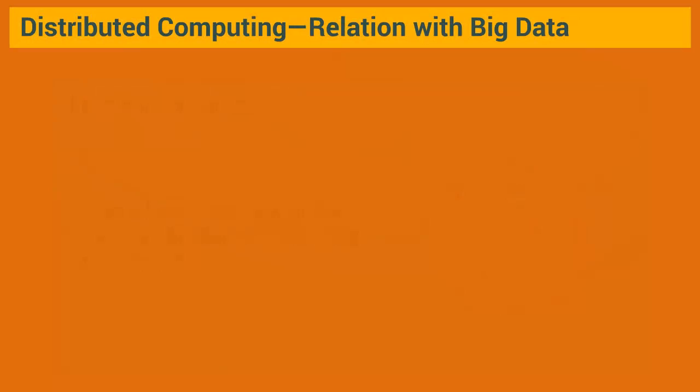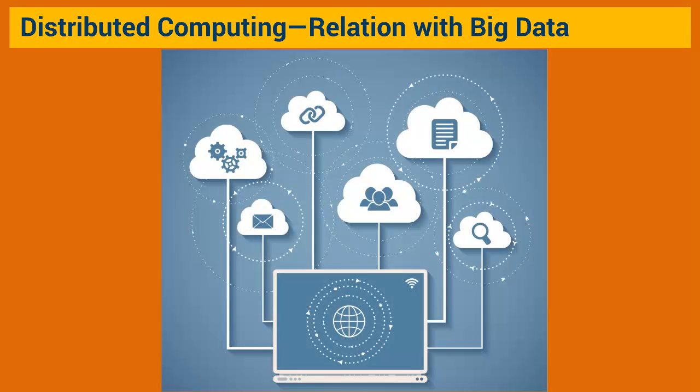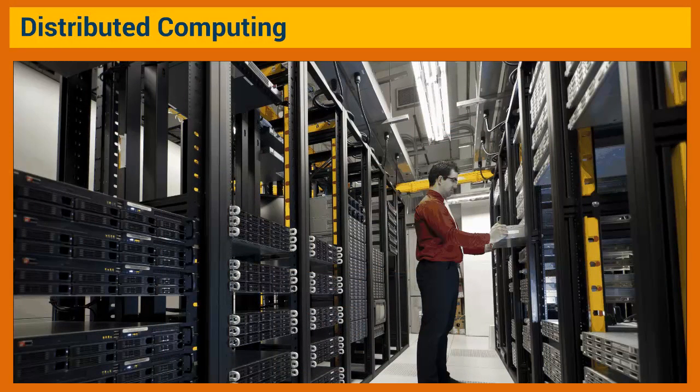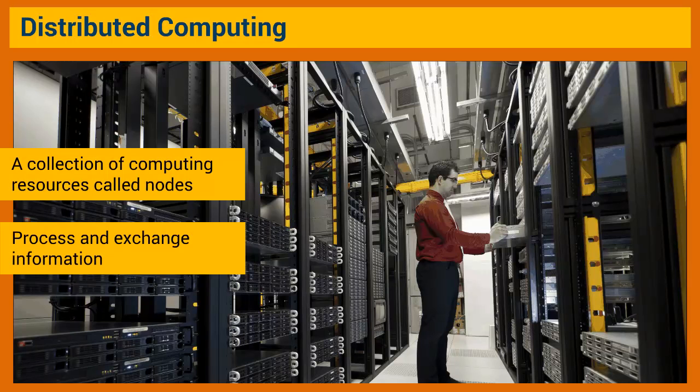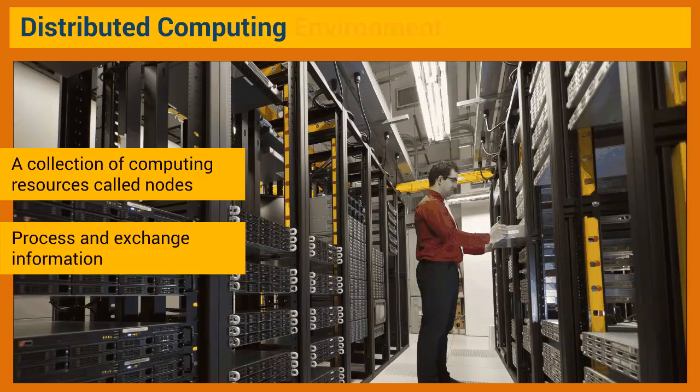environment. Before we go into the details of the Hadoop distributed computing environment, let us first understand the concept of distributed computing and how it relates to big data. A distributed computing system is a collection of computing resources, such as computers, that are interconnected. Each of these computing resources, usually called a node, has its own memory. It can process information and also exchange information between the connected resources. So, how does distributed computing work?